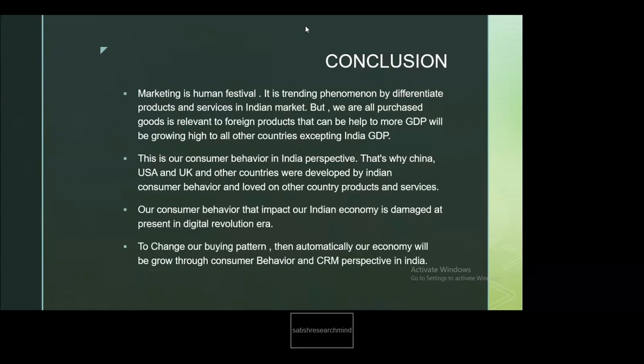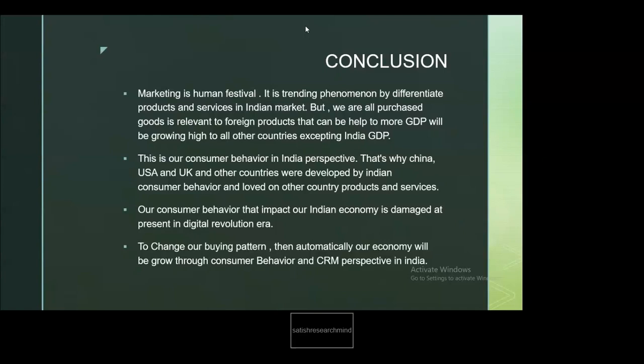Please try to understand and keep in mind that our Indian economy depends on our consumption pattern, based on our behavior. That is our consumer behavior from the Indian perspective. That's why China, the US, the UK and other countries developed through Indian consumer behavior, as we allowed other countries' products and services instead of our Indian products. Our consumer behavior has damaged the Indian economy at present, in the digital revolution era. Some percentage of the valuation of products and services is damaged by our consumer behavior. If we change our buying pattern, our economy will automatically grow through consumer behavior and customer relationship. In India, we should love our Indian products and services.